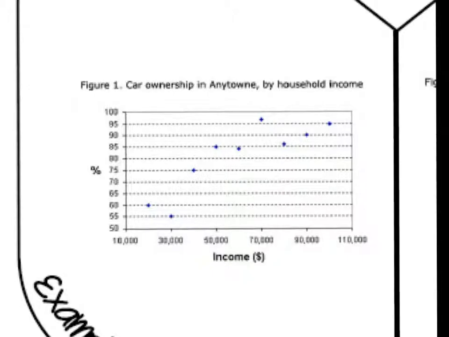Looking at the bottom left corner, we're going to look at an example of a scatter plot. This graph, I know it's small, but the top says car ownership in any town by household income. And our scatter plot shows us our income in dollars and the percent of the population that owns a car. So as the household income increases, it's more likely that more people will own a car for that family. Now, you can use a trend line to make a prediction. A trend line is a line that goes through the data. It is not a dot to dot.